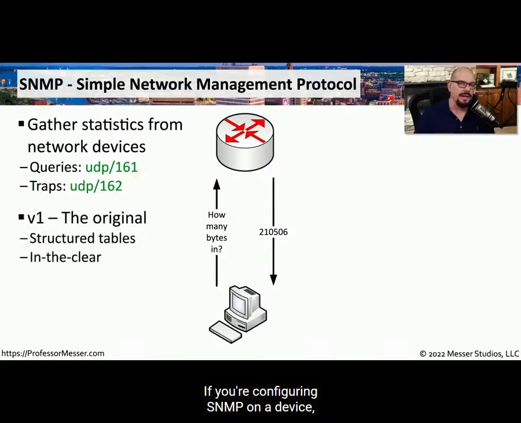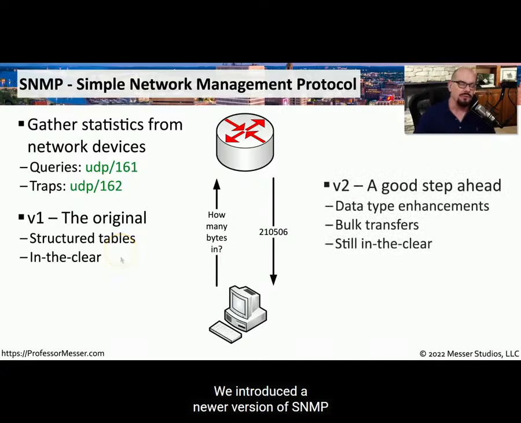If you're configuring SNMP on a device, it will ask you if you're using version 1, version 2, or version 3. Version 1 was obviously the original SNMP version. It sent structured information across the network, but all of this information was sent in the clear, or in a non-encrypted form. We introduced a newer version of SNMP with SNMP version 2, which allowed us to do bulk transfers of information, but still all of that information was being sent in a non-encrypted form.